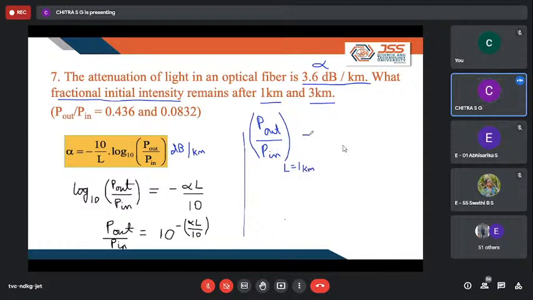Now you write that will be equal to 10 to the power of minus, alpha in decibel per kilometer, 3.6. The length of the fiber is also given in kilometer itself, into 1, the whole thing divided by 10. So see how much you'll get. 3.6 divided by 10 is 0.36. Take 10 to the power of minus 0.36. So you'll get 0.3436. Got the answer?